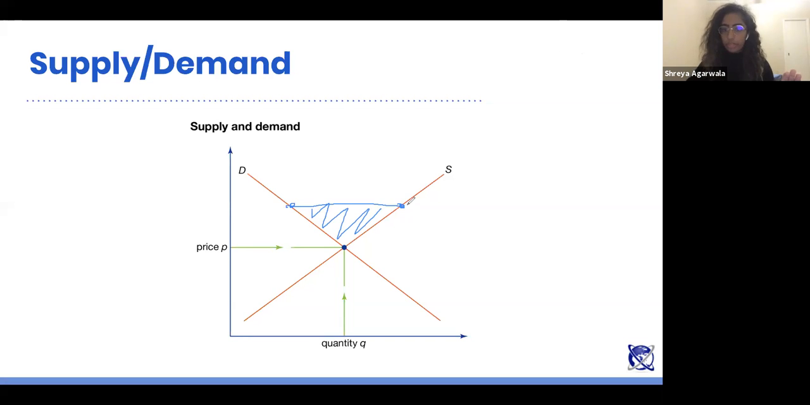This is one of the more confusing concepts because we're looking specifically at a graph. Are there any questions yet about it? All right, cool. So that's going to be what's called a surplus.